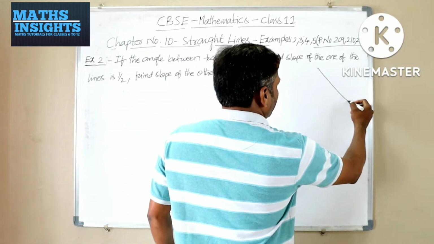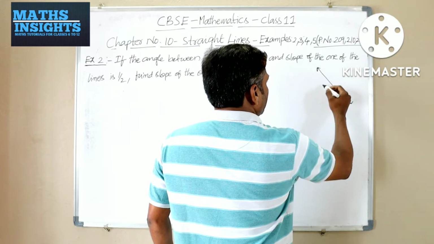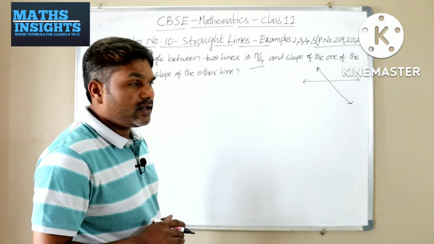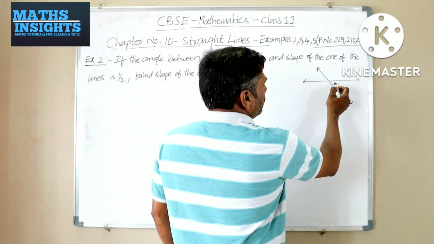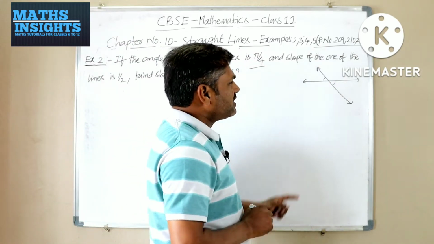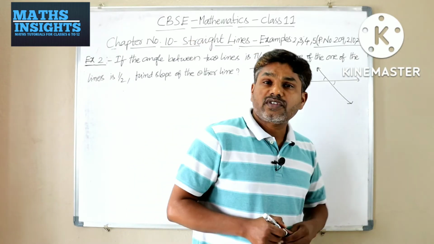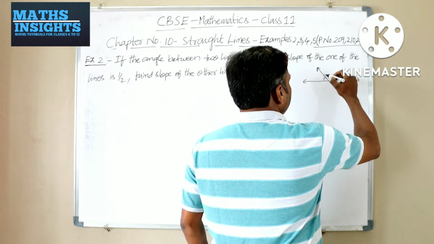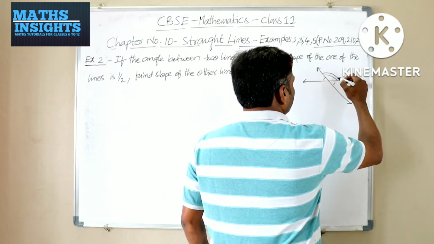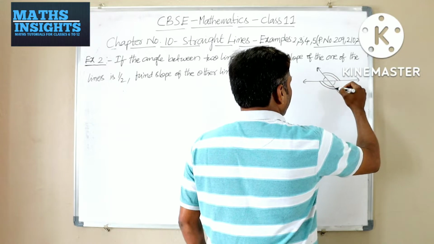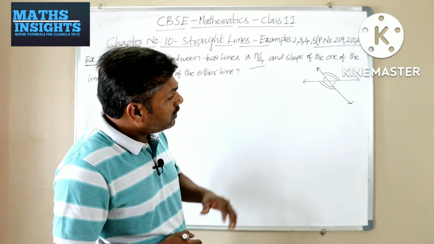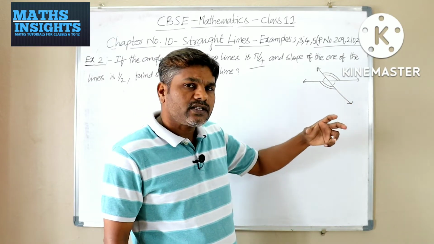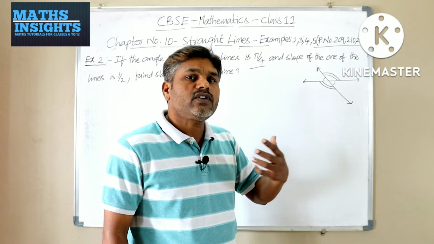See, if you draw the lines, let this be the first line and this be the second line. Since they should not be parallel, four angles will be formed. This is one pair which are equal to each other. Why? Because they are vertically opposite angles. And this is the other pair of angles, which is also vertically opposite. In these four angles, two pairs will be equal to each other.